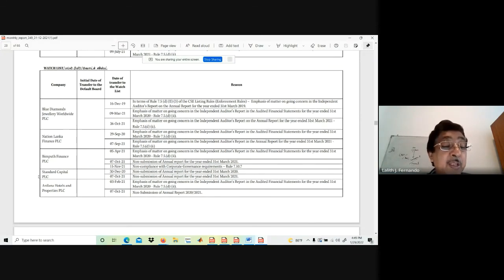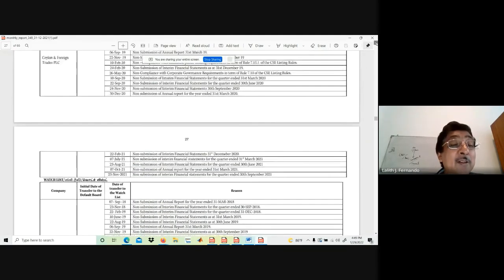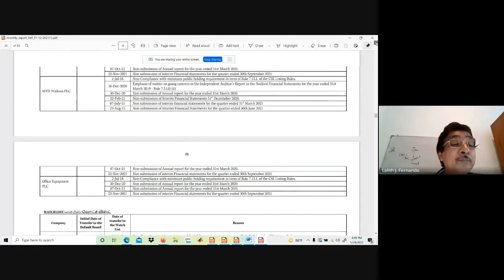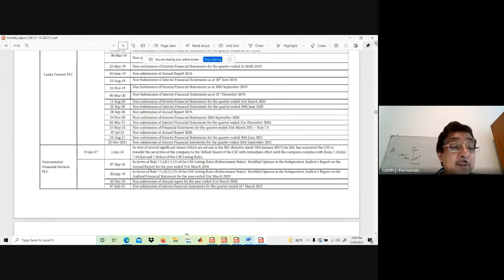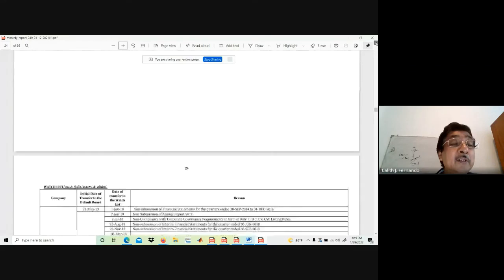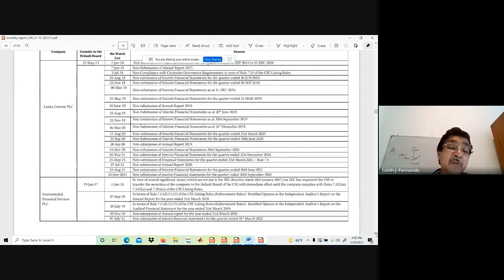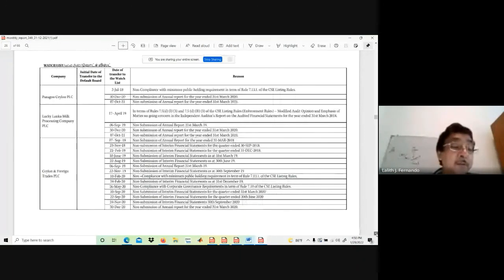Or you can just look at it. Nation Finance, you can see it is in the watch list. Anilana Hotels is in the watch list. Blue Diamonds Jewellery is in the watch list. These are companies with some issues: Multi Finance, City Housing, Adam Capital, Ceylon and Foreign Trades, Lucky Lanka Milk Processing, Paragon, Office Equipment PLC, MTD Walkers, Ceylon Printers PLC, Adam Investments, Swarna Mahal, Lanka Cement. This is information we need in terms of credit analysis, so you need to get these things also.